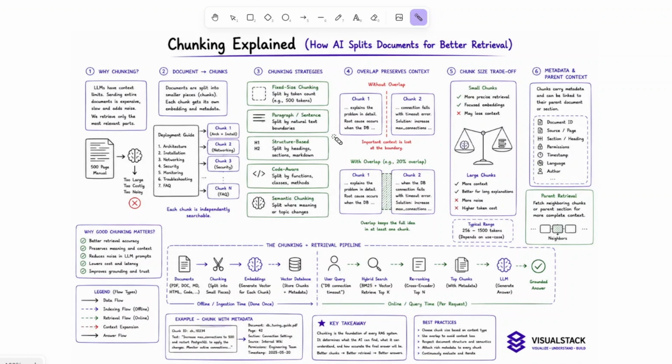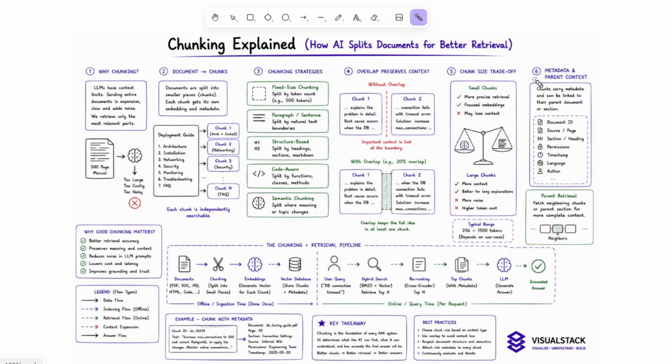Chunk size is always a trade-off. Small chunks improve retrieval precision because each embedding represents a focused idea. However, very small chunks may lose surrounding context. Large chunks preserve more context, but dilute the embedding because multiple topics become mixed together. Production systems balance these competing goals based on document type, query complexity, latency requirements, and the capabilities of the embedding model.